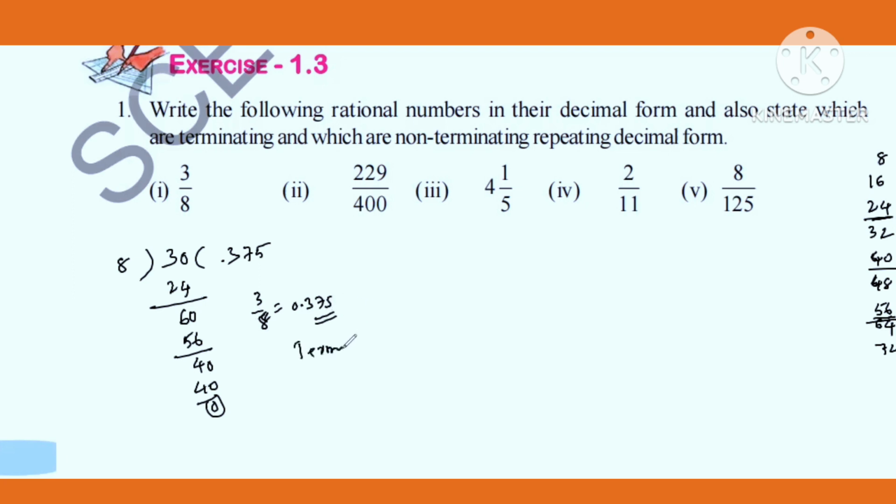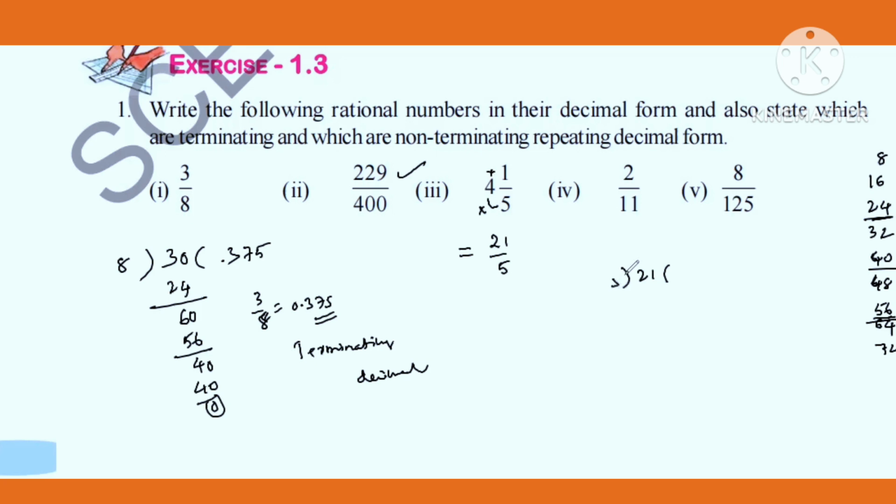Just divide and tell whether it is terminating or not. For example, in the third one, you can divide 229 by 400, and you can tell whether it is terminating or not terminating. And 4 1 by 5 is a mixed fraction, so we have to write it as an improper fraction. 5 into 4, first you have to multiply. 5 4s are 20, plus 1, that is 21 by 5. Now we can divide 21 by 5, and we get a terminating decimal.